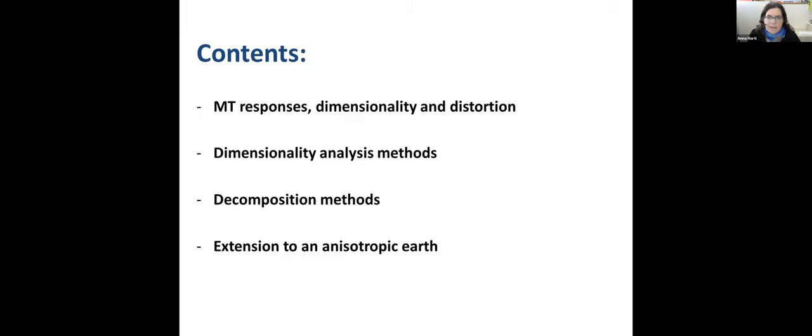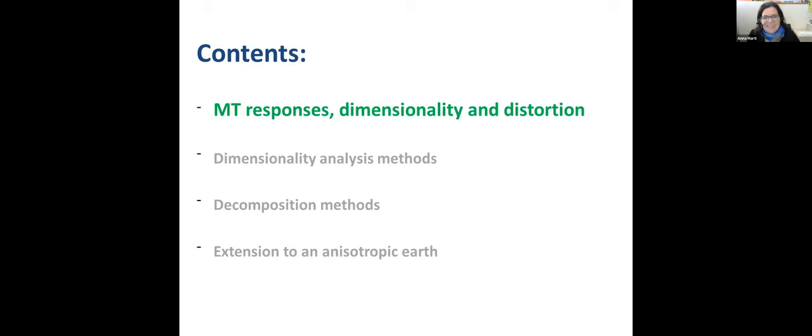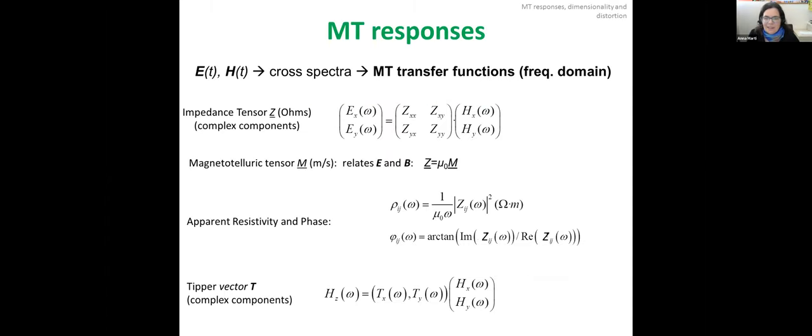The EMinar will be organized in this way. First, I will give a brief summary of what the magnetotelluric responses are and how we can identify the dimensionality and distortion. Then I will explain the dimensionality analysis methods, then the decomposition methods, and as I said, I'll finish with anisotropy. So let's go to the first part. I'll first give a review.